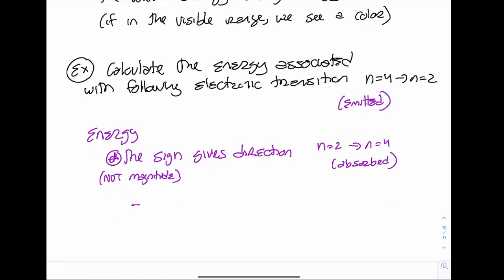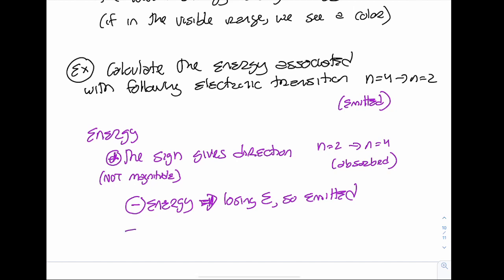A negative value on our energy, so negative energy, means we're losing energy. So in this case, emitted, right? The electron's going down in energy level. A positive value means it's gaining.